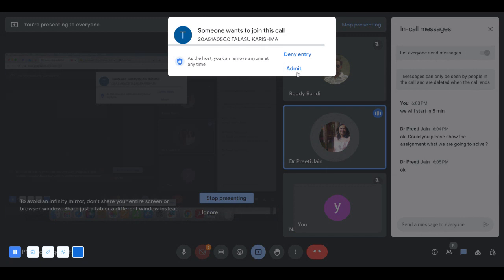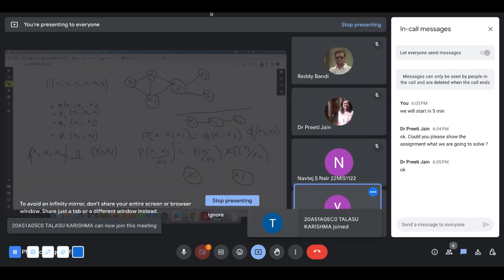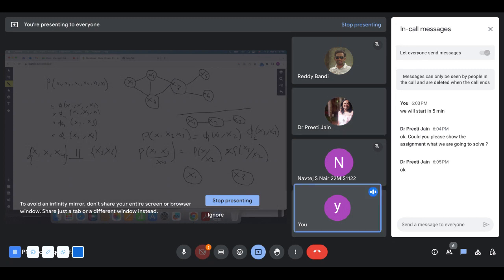In the above diagram, which one was x2? Can you come again? In this diagram, which is x2? This is x4, on top of x4 is x2. Yeah, right. So especially in undirected graphical models, whenever you condition on, let's say, x2, you can remove that node and all the edges connected to it.